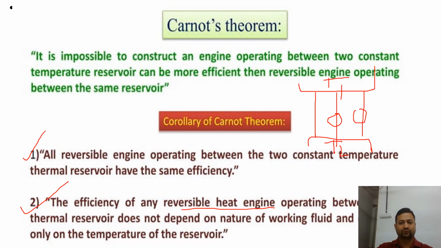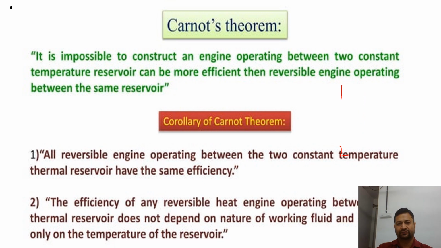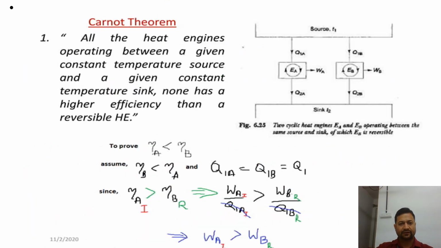So these are the two conclusions of the Carnot theorem that we have to remember, and their proofs are also there. Slowly we will go through the proofs. This is the first proof: for all heat engines operating between a given temperature source and sink, none has a higher efficiency than a reversible heat engine. So it says that a reversible heat engine will always have higher efficiency.